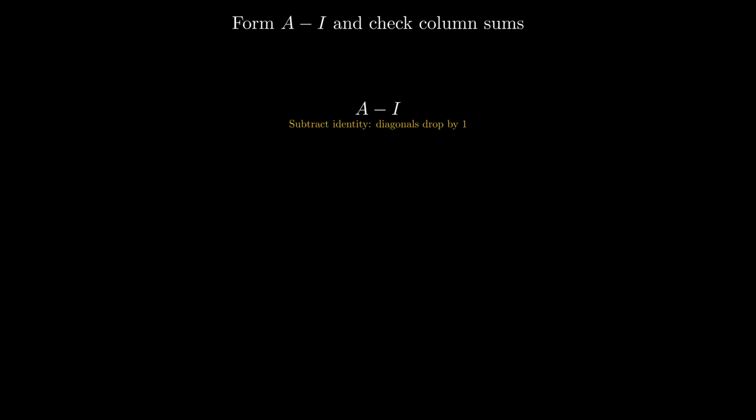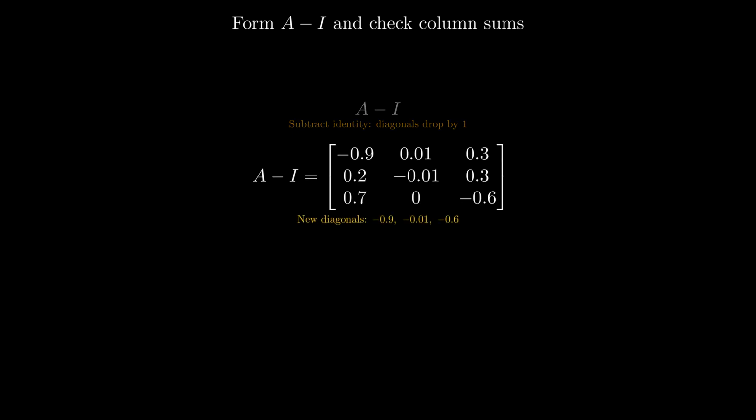Now let's subtract the identity matrix from A. This operation simply drops each diagonal entry by 1, while every off-diagonal entry stays exactly the same. So the first diagonal entry, which was 0.1, becomes negative 0.9. The second, which was 0.99, becomes negative 0.01. And the third, which was 0.4, becomes negative 0.6.